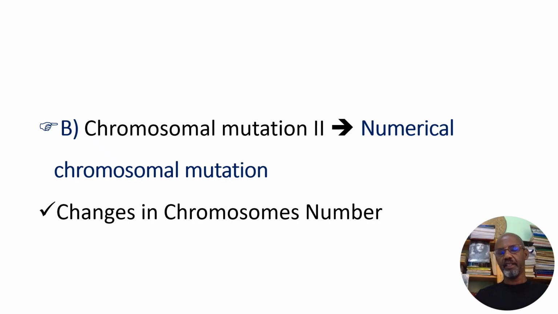Hello, everybody. Here I am again with a continued lecture on mutation. Today we shall see the second type of mutation, chromosomal mutation type 2. That is also known as numerical chromosomal mutation, or simply change in chromosome number, in number of chromosomes. Therefore, with not much ado, let's go, please.